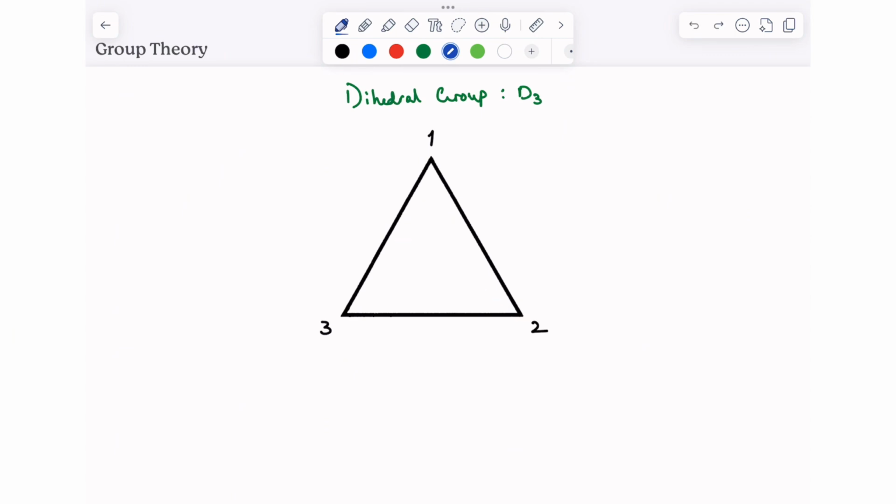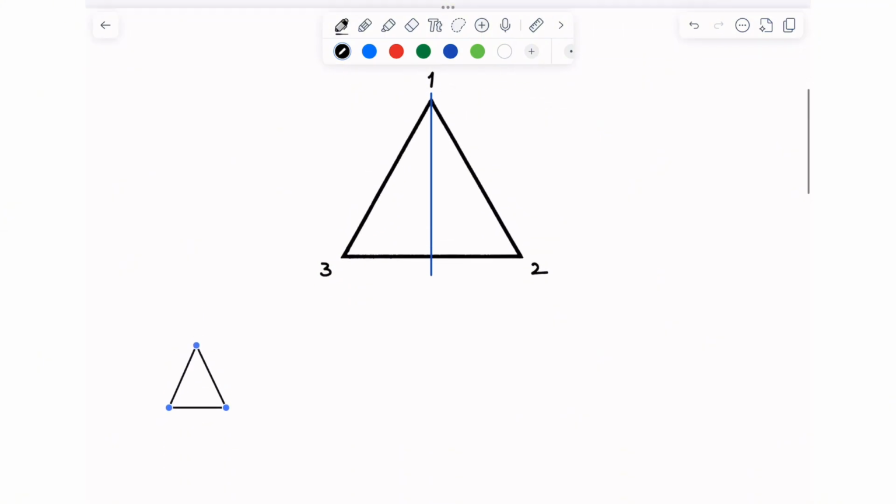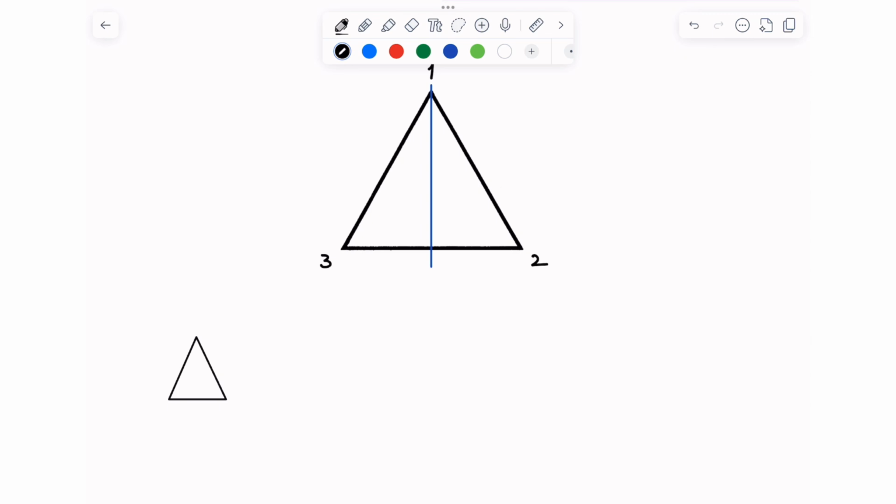Okay, so let's take a look at the reflection right here. If I was to draw a mini triangle right here, and reflect this triangle on this axis here, the 1 is going to stay where it is, so I'm going to write the 1 here. The 2 is going to swap, so 2 goes there, and the 3 is going to go where the 2 is, because it gets reflected. 2 goes there, and 3 goes there.